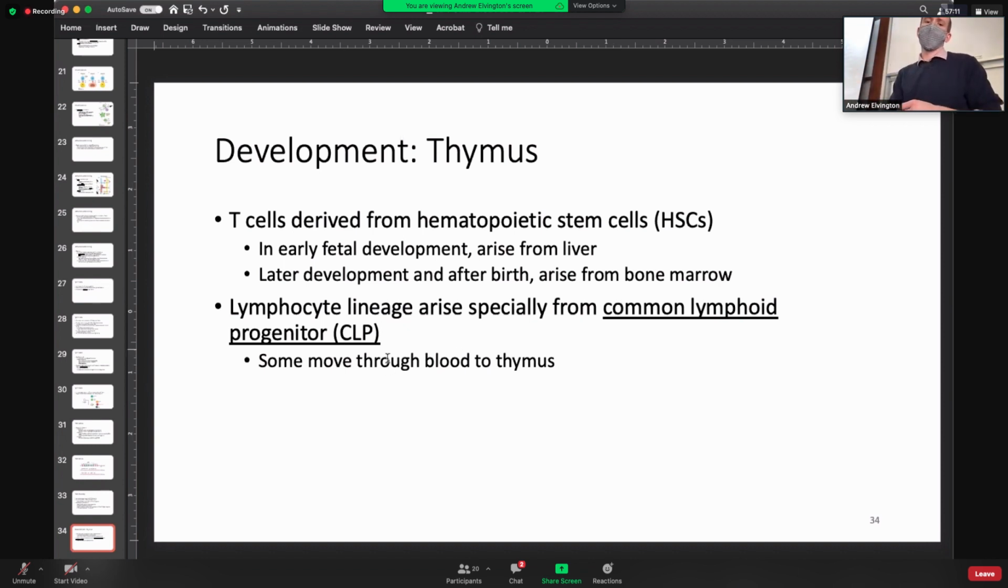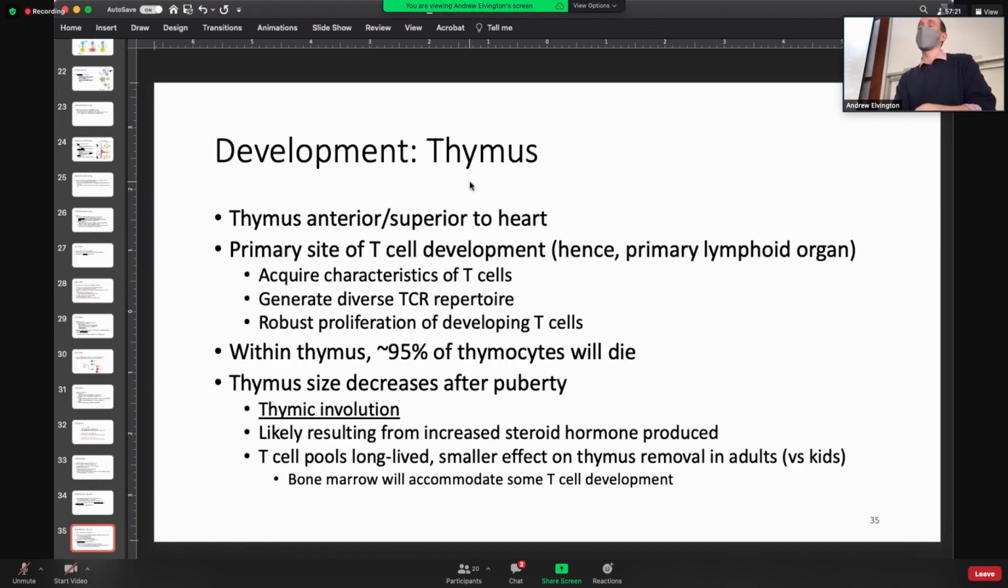You can actually find some of these CLPs that circulate through the blood, because what you are catching them doing is leaving the bone marrow and moving to the thymus. And because we're catching them going to the thymus, what we know is occurring in the thymus is the development of T cells, and this makes it a primary lymphoid organ. Here, T cells are going to adopt the characteristics that make them T cells. They're going to get their diversity of T cell receptor, and while in the thymus, you're going to see significant amounts of developing T cells proliferating.